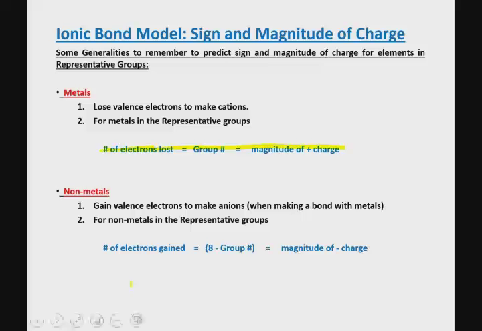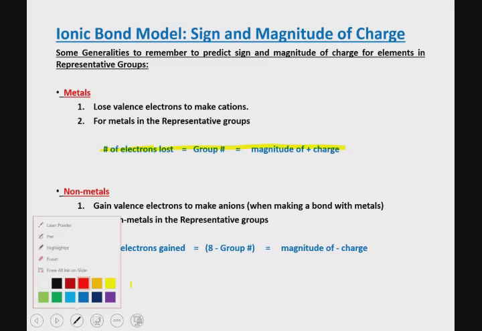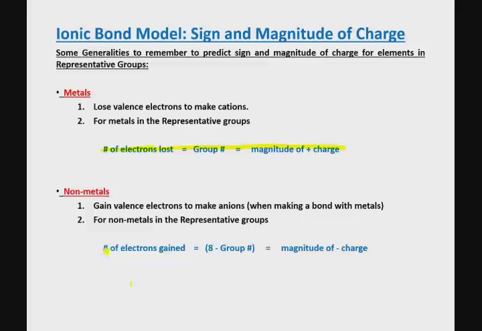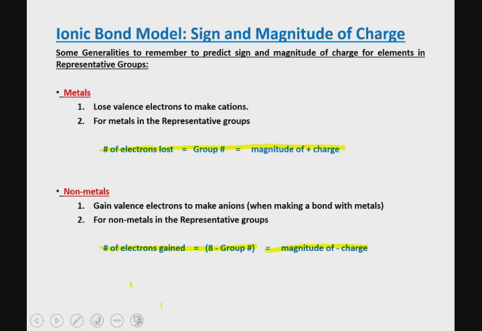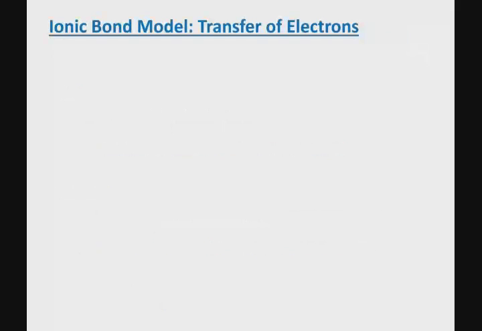And for nonmetallic elements in the representative groups, which is pretty much all nonmetals, the number of electrons gained into the valence shells of these nonmetallic elements equals 8 minus the group number, which also equals the magnitude of the negative charge on these anions. Okay, so we'll use these generalizations in this session and the next ones to figure out how to write the chemical formula of an ionic compound.